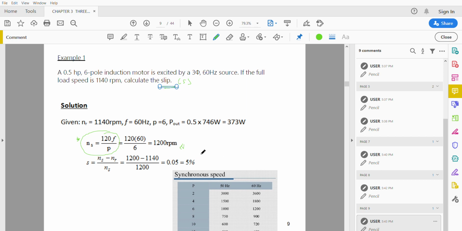And now, in the question, the value of NR is already given, where it stated that the full load speed is 1,140 RPM. So you just insert the values in this equation. Slip is equal to NS minus NR over NS. You will obtain a slip of 5%.